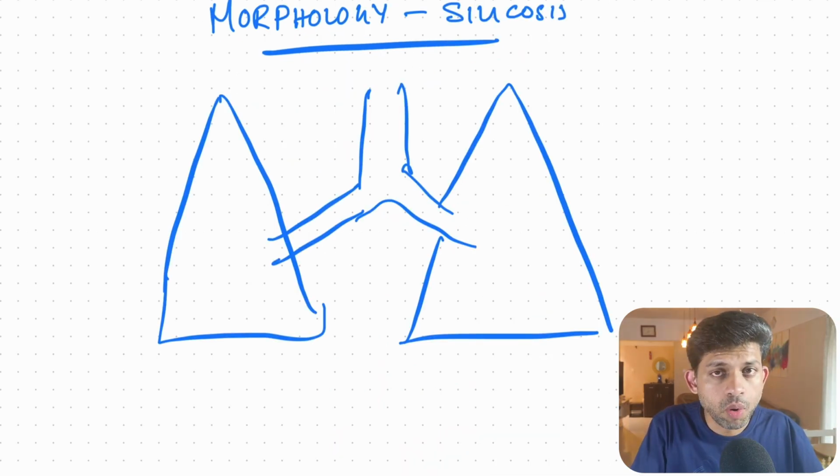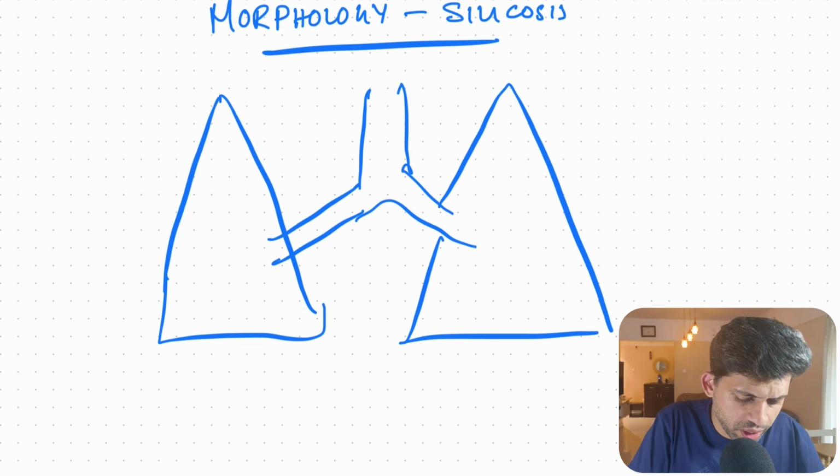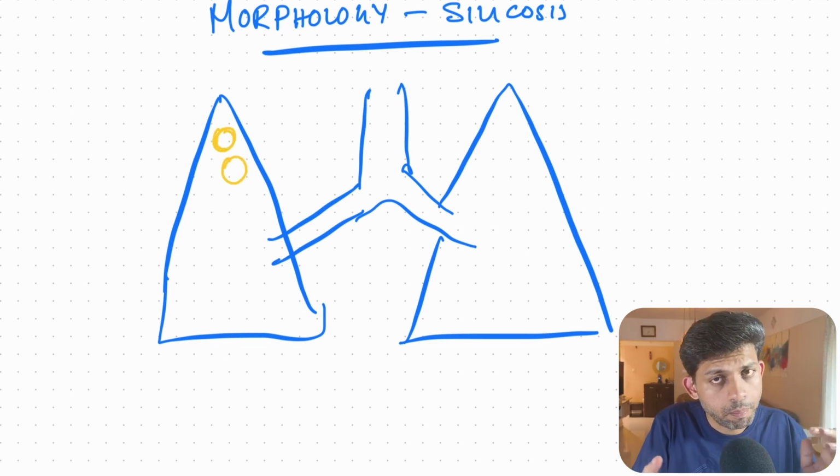Now let's look at the morphology of silicosis. In the earlier stages, you can see pale nodules in the upper part of the lung.